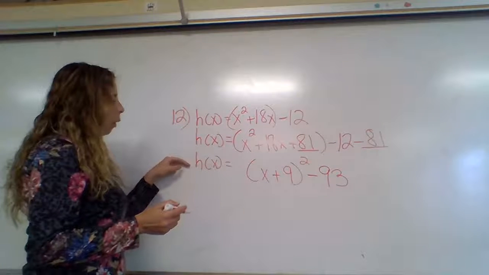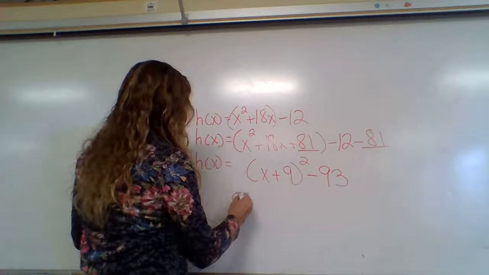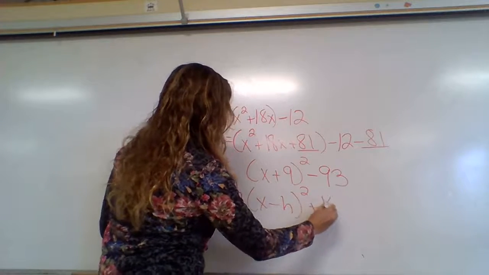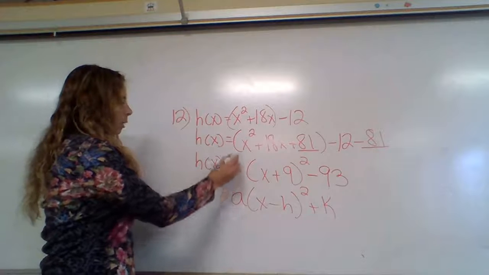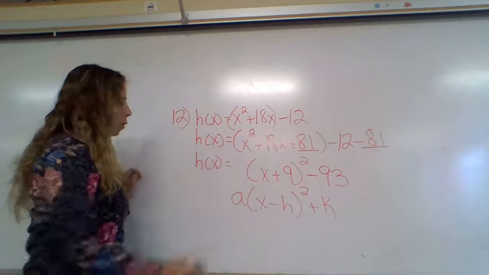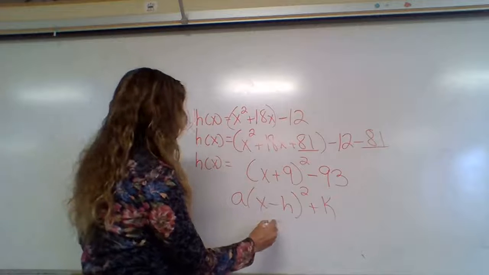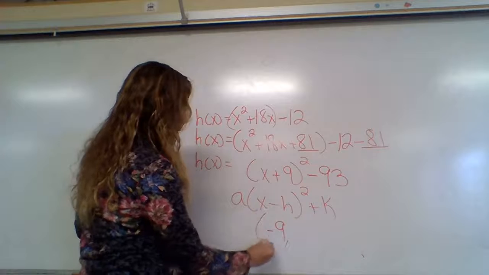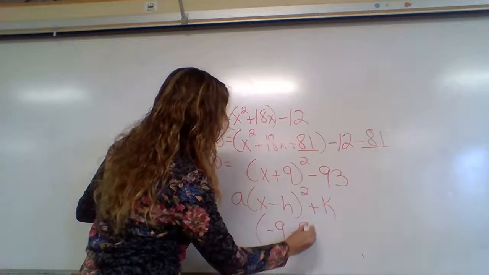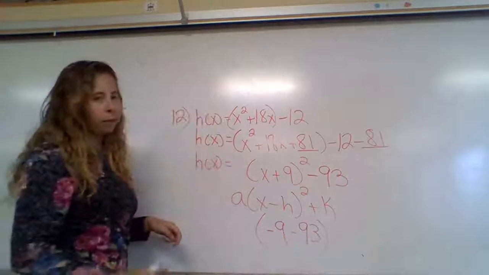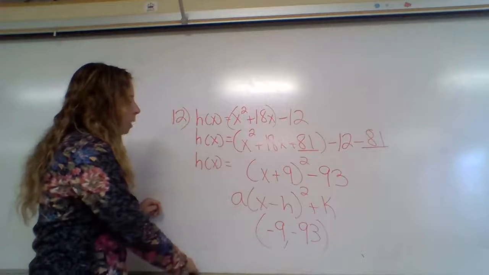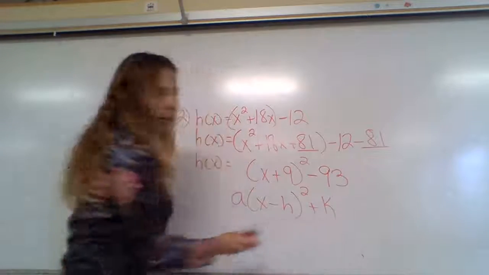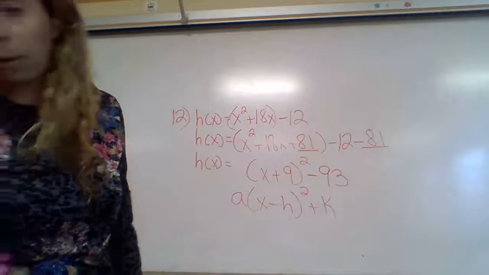This is now in vertex form of a parabola. Okay, so A is the stretch or shrink, so there's nothing there. So that means there's no stretch or shrink. And then our vertex would be negative 9, the opposite of what you see, and negative 93. That would be your vertex. You don't have to write that, but it's good practice to pull it out. All right, that is number 12.